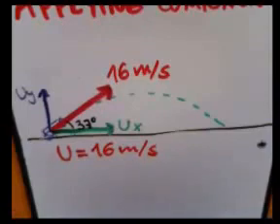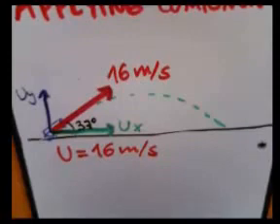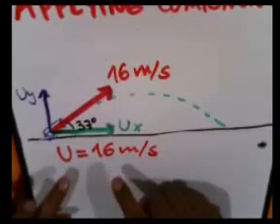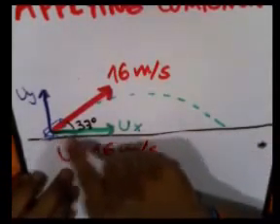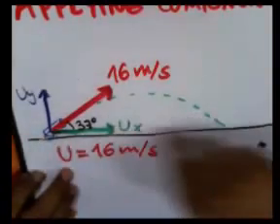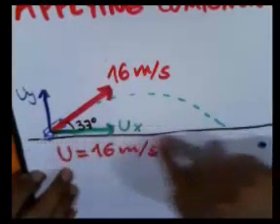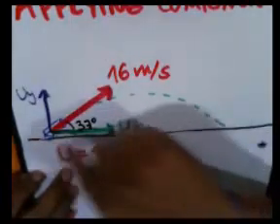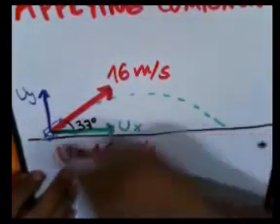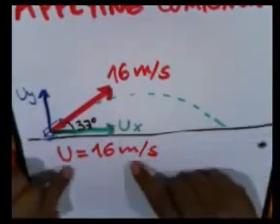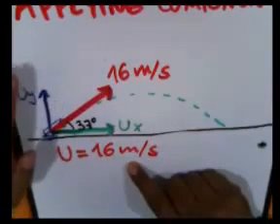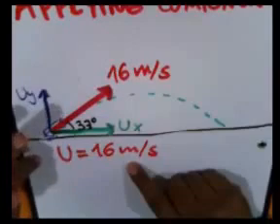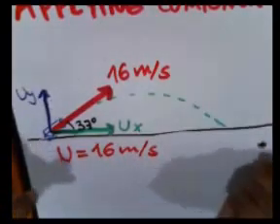What we're interested in knowing is how much of this 16 meters per second goes in the x-axis, because the part of the velocity that goes on the x-axis is what will determine the distance that it will be able to travel horizontally. So this velocity will be related to the range, and how much of this 16 meters per second goes in the y-axis will determine what happens vertically. So that means it will be related to how high it goes.